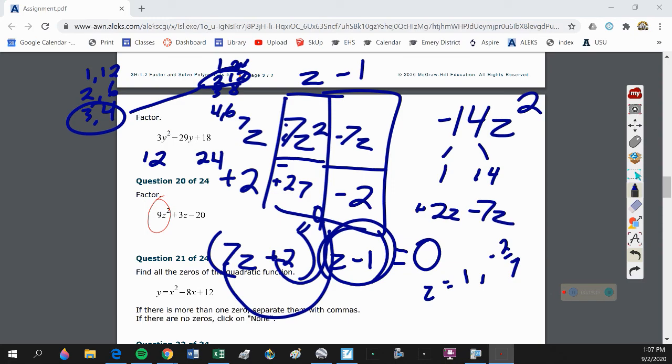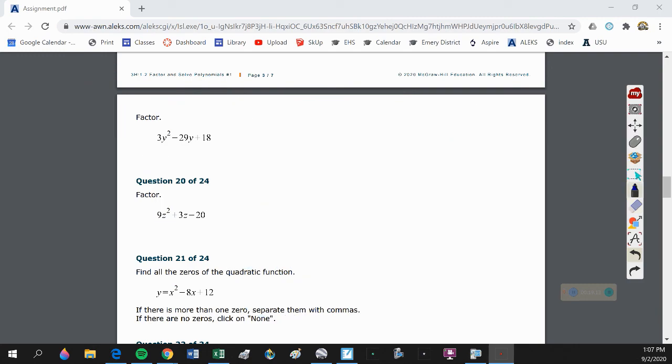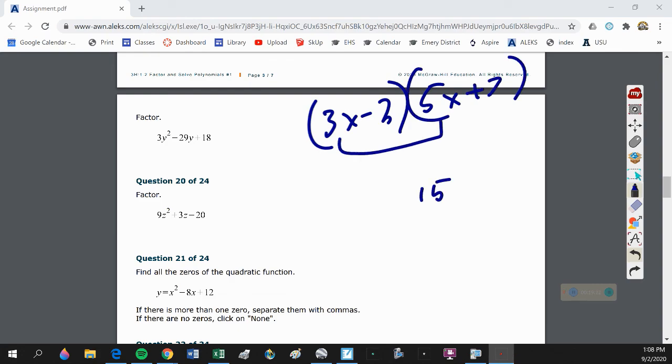But if the 9 does not come out, then one or both of the factors will be a fraction. So if you ended up with something like 3x minus 2 and 5x plus 7, so in that case the first number would be 15, and you just end up with fractions on both sides. So do you want to see another one of those? Do you want to give that a try? No? You're good? Okay. Get to work.